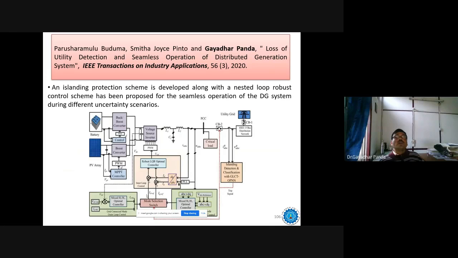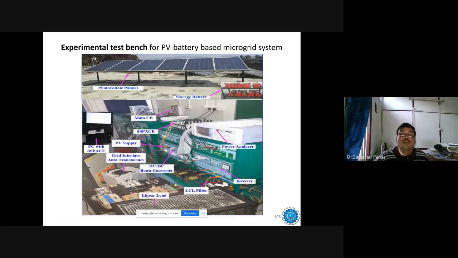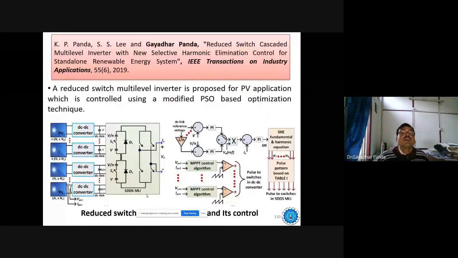This is one of the works we have already published in industrial applications. This is the loss of utility detection and seamless operation of a distributed generation system. This is the islanding detection as well as the control for a seamless operation of the DG system. Here, the islanding detection and seamless transition results are already shown, so we are not discussing much here.